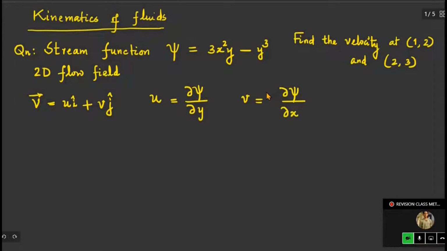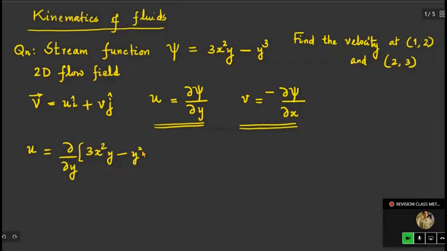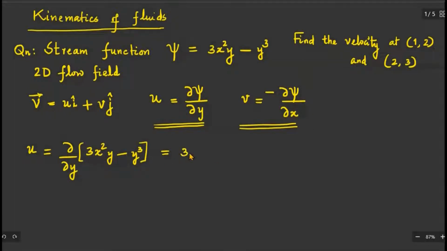The second one is, you have the stream function x squared y minus y cube. We have to take the partial derivative with respect to y. What will that be? With respect to y, when x is constant, you will get 3x squared minus 3y squared. Now v is equal to minus partial psi by partial x.